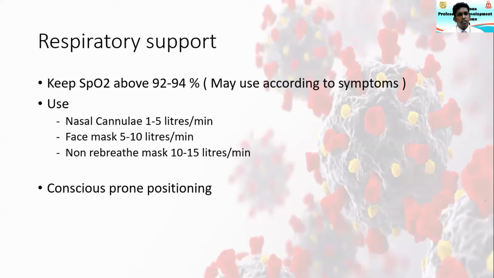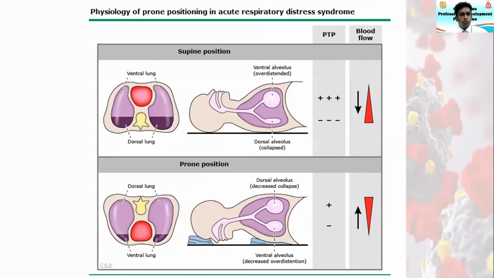So there are three ways we use oxygen delivery: nasal cannulas, mask, and the NRB mask. The most important thing in this patient, the positioning, which we usually use, the technique is conscious proning for these patients who need respiratory support. So why do we use conscious proning? This is the graphical explanation.